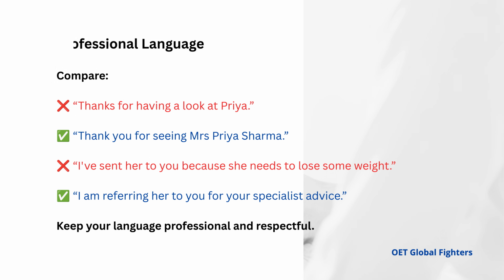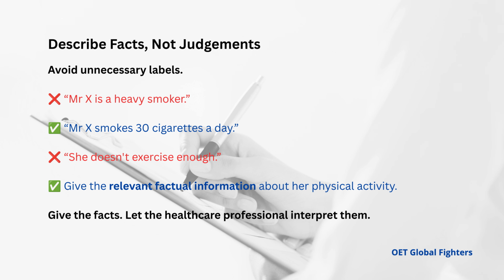This is another point I really want you to remember. Describe facts, don't make unnecessary judgments. For example, the guide contrasts Mr. X is a heavy smoker with Mr. X smokes 30 cigarettes a day. Now, which one gives the reader more useful information? The second one, because it's factual.